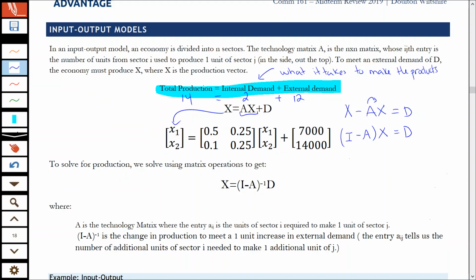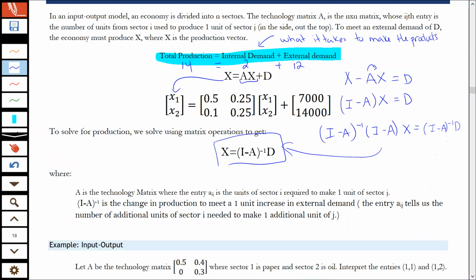I don't actually want (I minus A)x equals d. I want to know what x equals. So I can take the inverse of the I minus A matrix and multiply it by itself, and then do the same thing on the other side. And so this leads me to x is equal to (I minus A) inverse times d.